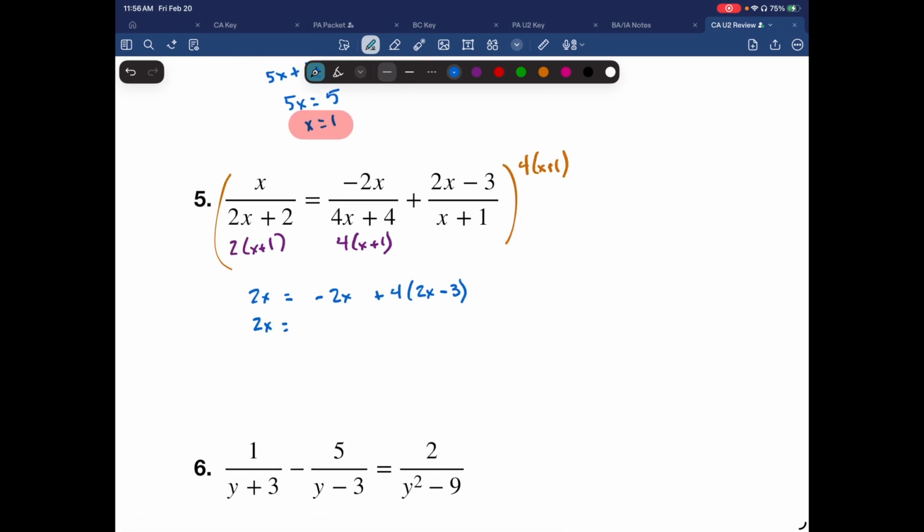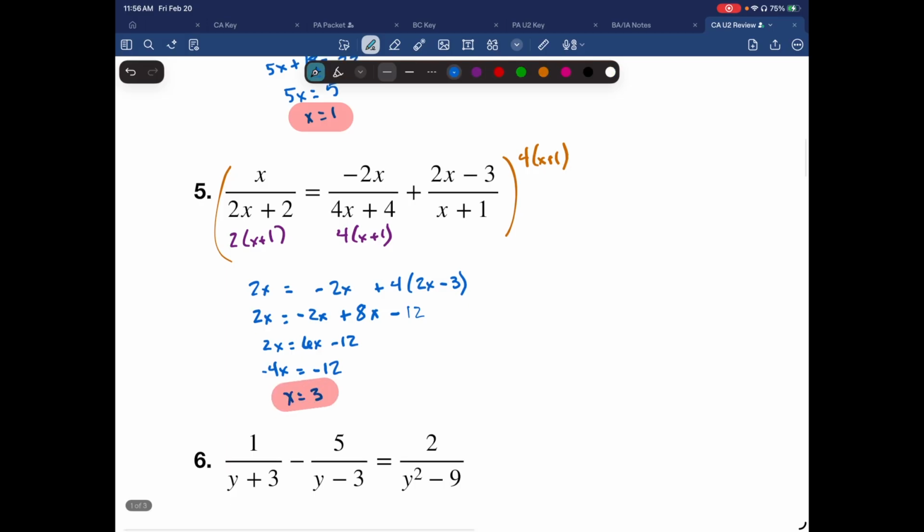So I got 2x equals negative 2x plus 8x minus 12. The 2x is going to come, let's clean this up. So I got 2x equals 6x minus 12. Subtract the 6, you get negative 4x equals negative 12. X equals positive 3.